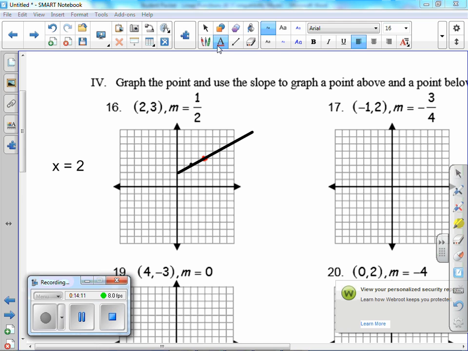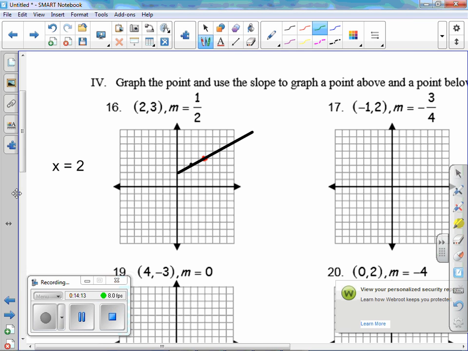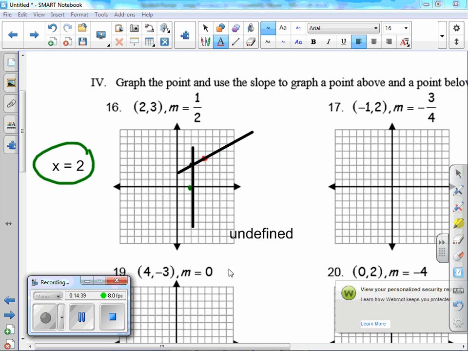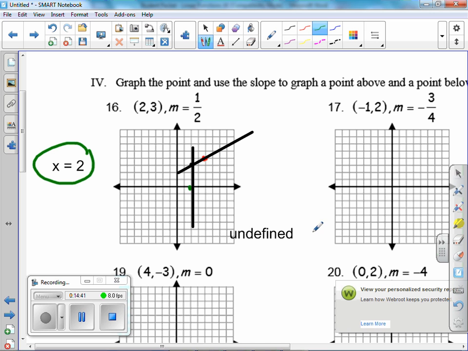Okay, what if you had a graph and you had to graph x equals 2? Okay, so if you were to graph x equals 2, you would find 2 on the x-axis. Okay, so x equals 2, how would you draw that line? You can't draw it horizontal because it would interfere with the x-axis. It has to be a vertical line. Okay, so the slope of a vertical line, what did we say it was called? It was called undefined.